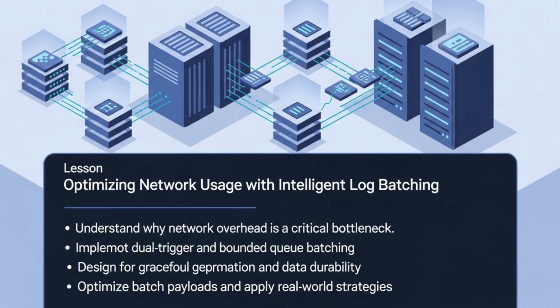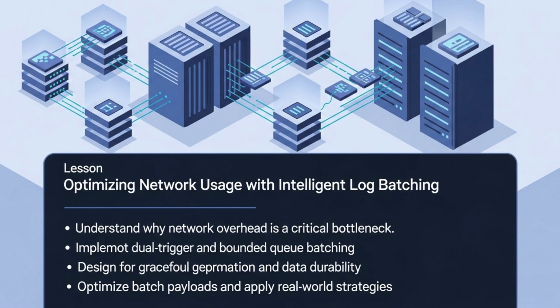By the end of this lesson, you'll gain practical insights and be equipped to implement these strategies in your own projects. Specifically, you will be able to, first, understand why network overhead is a critical bottleneck in modern systems. Second, you'll learn to implement core batching patterns like dual trigger and bounded queues, which are fundamental to efficient data handling. Third, we'll cover how to design your systems for graceful degradation and ensure data durability even when facing high loads or unexpected failures. And finally, you'll understand how to optimize batch payloads for maximum efficiency and apply these real-world strategies used by leading tech companies.